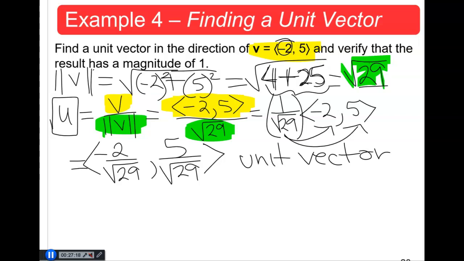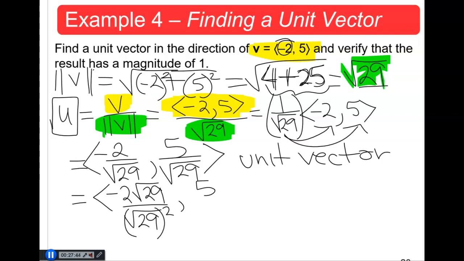Now, if WebAssign does not take that answer, you know that it's probably because you need to rationalize the denominator. So it will be -2 times the square root of 29. And then on the bottom, if we have the square root of 29 times itself, of course, it's going to cancel, but I'm just going to write it down here. So this will be 5 times the square root of 29.